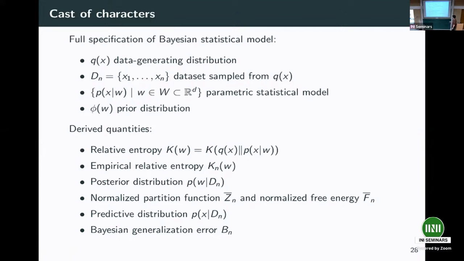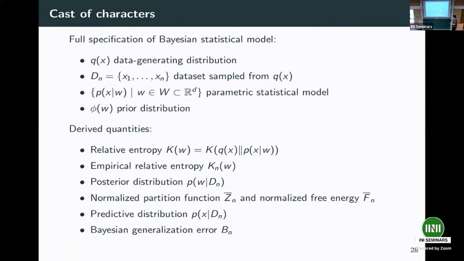And so the key object here, well, certainly one of the key objects, will be this relative entropy function. So it's going to be the relative entropy between the data generating distribution and the model. And this will be the real analytic function whose singularities are going to turn out to matter. There is then an empirical version which depends on the data set that you have.